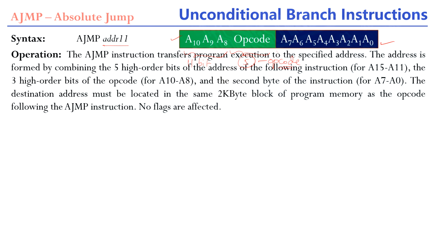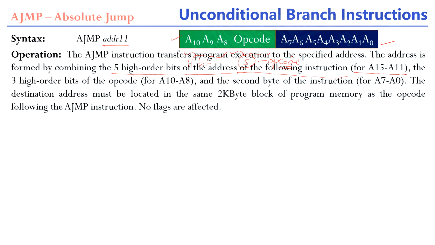The AJMP instruction transfers program execution to the specified address. The address is formed by combining the 5 higher order bits of the address of the following instruction, A15 to A11, the 3 higher order bits of the opcode, A10 to A8, and the second byte of the instruction, A7 to A0.